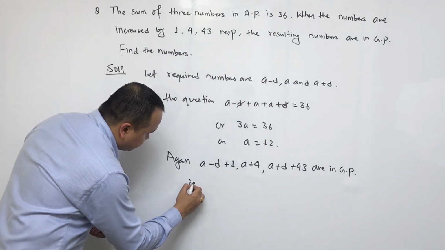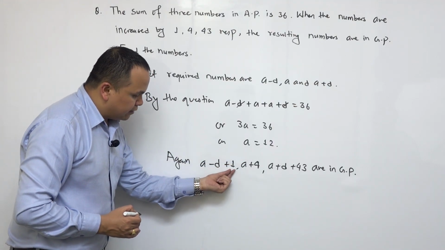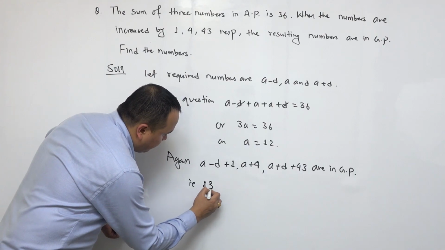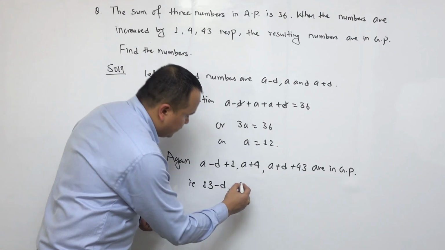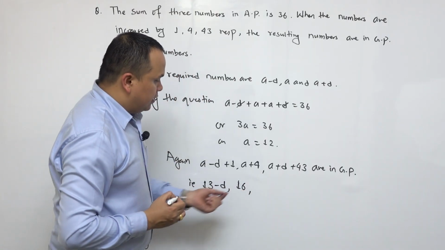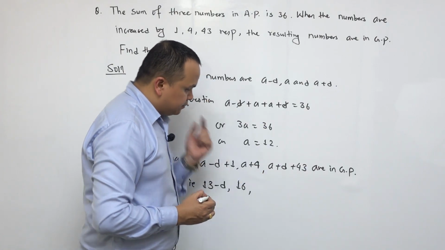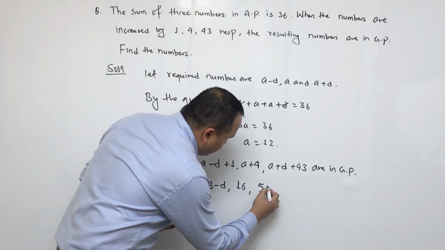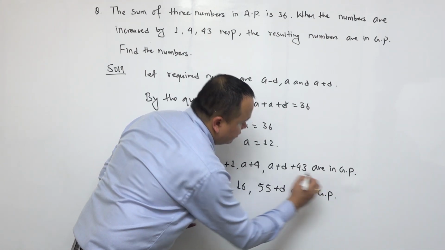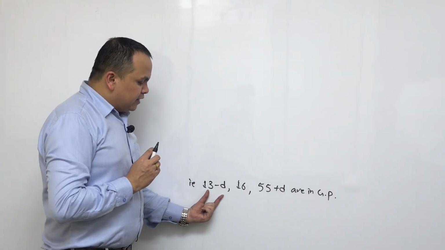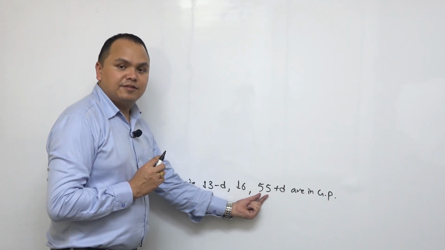That is, we have A is equal to 12. 12 plus 1, 13 minus D. 12 plus 4, 16. And 12 plus D plus 43, 12 plus 43, 55 plus D. 13 minus D, 16 and 55 plus D are in GB.